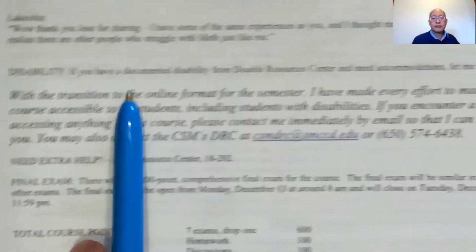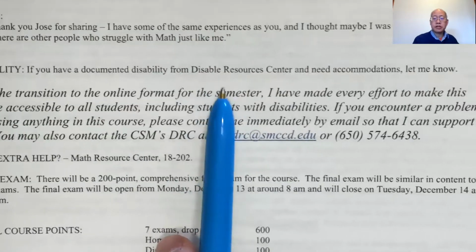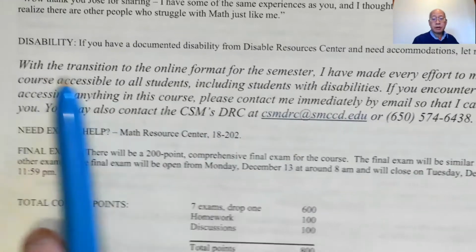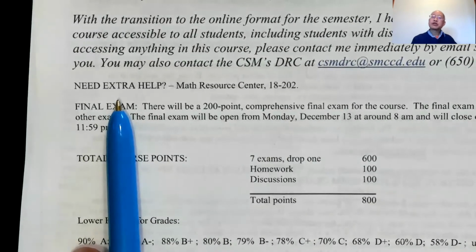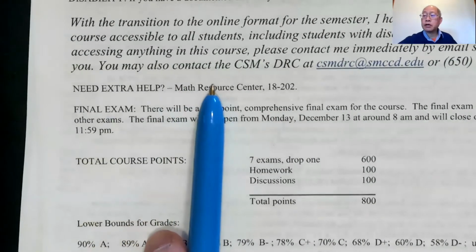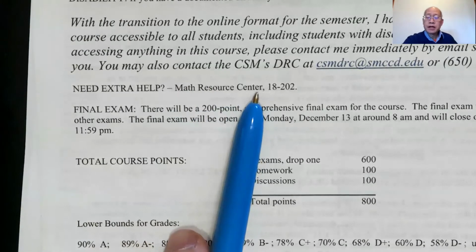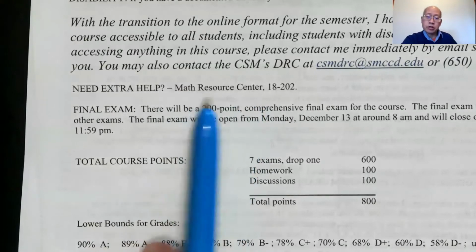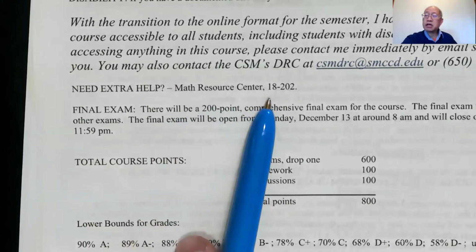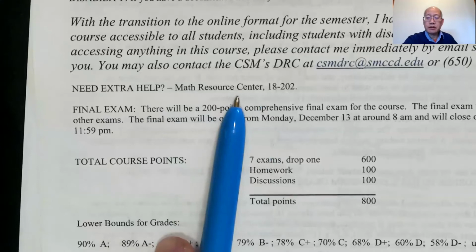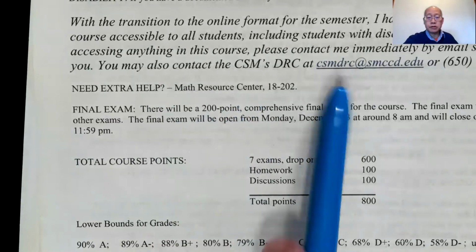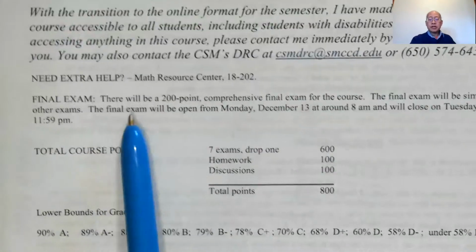All right, disability. If you have a documented disability from the Disability Resource Center, then let me know. There's a paragraph about that. If you need extra help, there's also extra help available in the Math Resource Center on campus. That's in 18202. Now, our class is completely online, but there are some CSM courses that are on campus. If you go on campus, please realize there's a masking policy and a vaccination policy. So, in order to go on campus for extra help, you need to be fully vaccinated and wear a mask everywhere that you go.